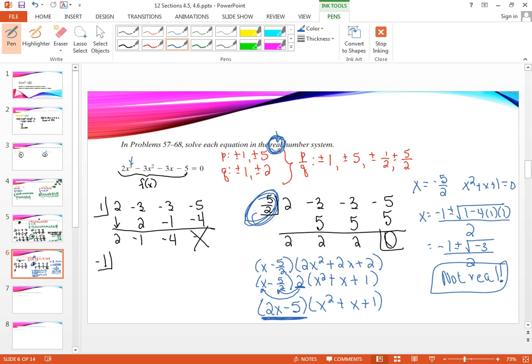If your directions say they only want real numbers, then the only thing that's acceptable is the negative 5 halves. Or excuse me, positive 5 halves. Where did I get negative 5 halves from? Positive 5 halves. Okay. In the next section, when they change the directions and they say complex, then we would include these as well. All right.